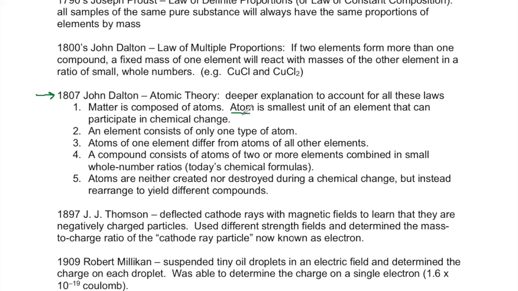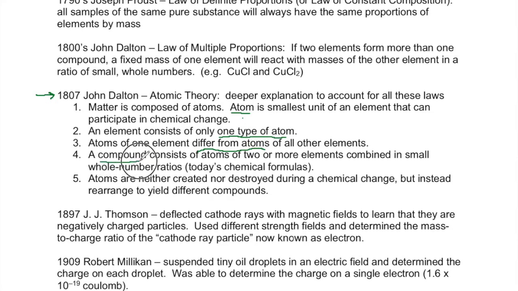So atom means unable to cut. So you can't cut anything smaller than an atom. So the elements are pure in that they only have one type of atom. And each element has a different kind of atom from other elements. Like all atoms of carbon are the same, and they're all different from atoms of oxygen or atoms of chlorine.